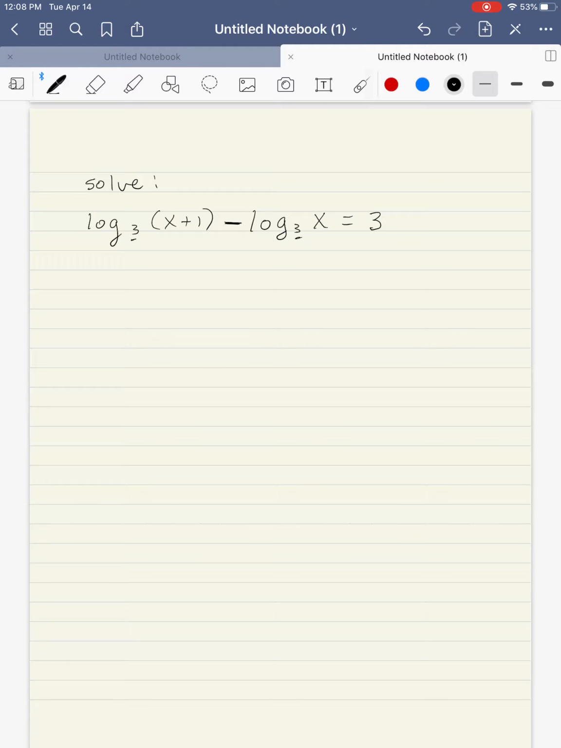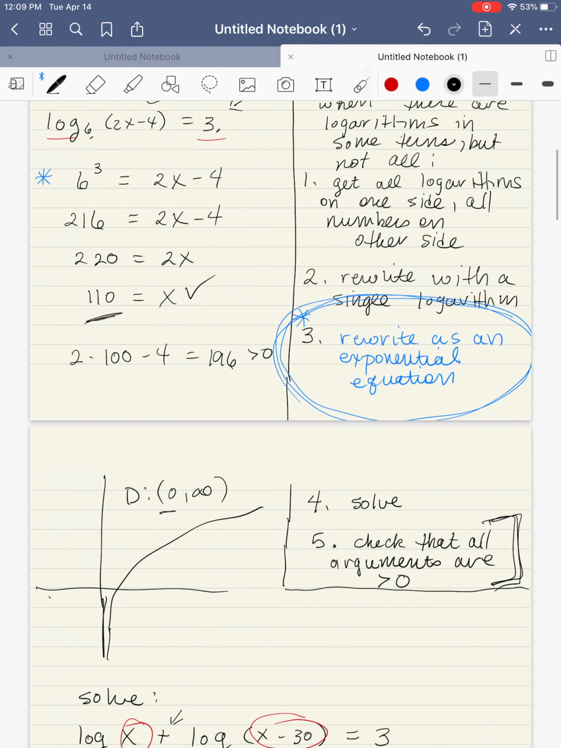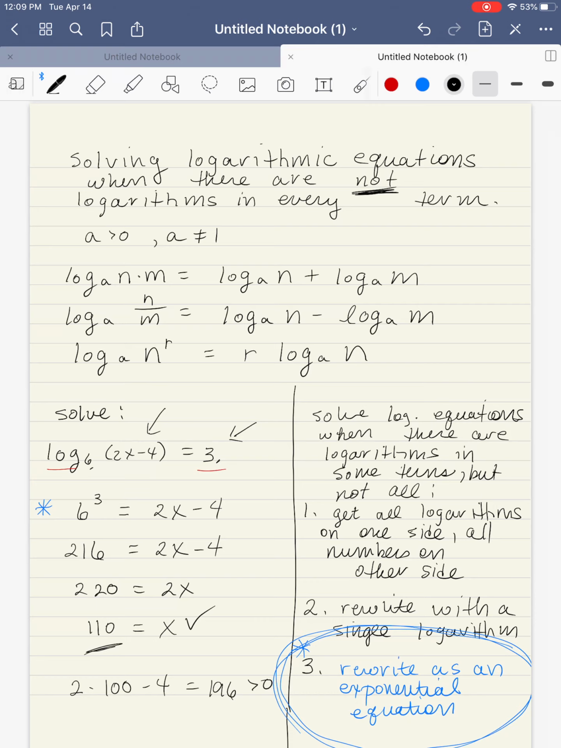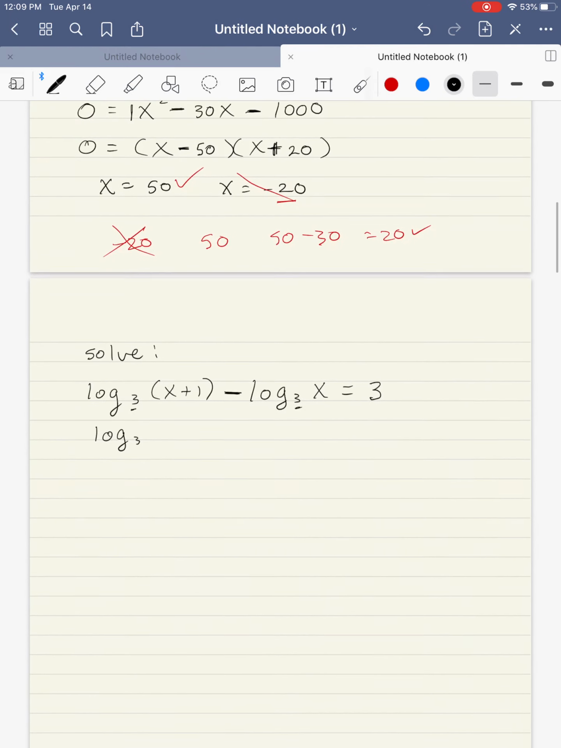To get this as a single logarithm, we have a minus sign. We notice we have the same base. So we can write logarithm base 3. And using our logarithmic principles, we see that if we have subtraction, we're going to rewrite our arguments with division. So we have x plus 1 divided by x. And then the 3 just follows down.